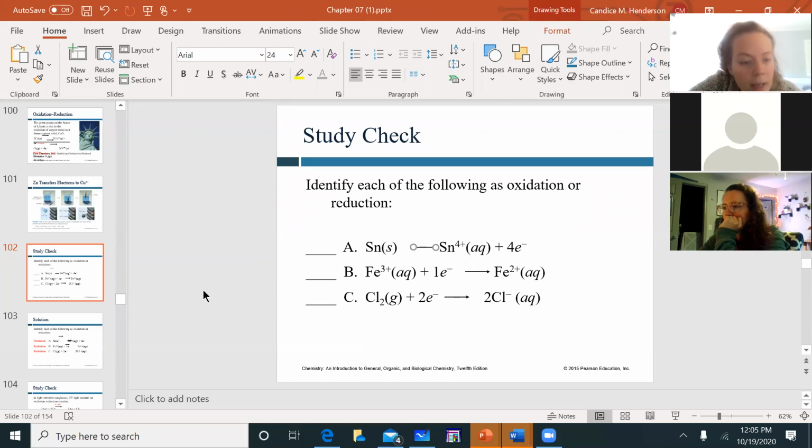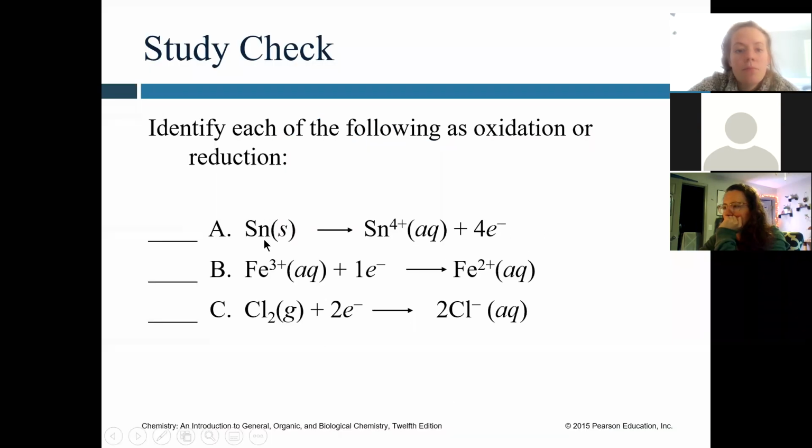Okay, so when looking at these equations, I want you to determine if it is oxidation or reduction. So in the equation, is this material gaining or losing electrons? And then how does that relate to being oxidation or reduction?